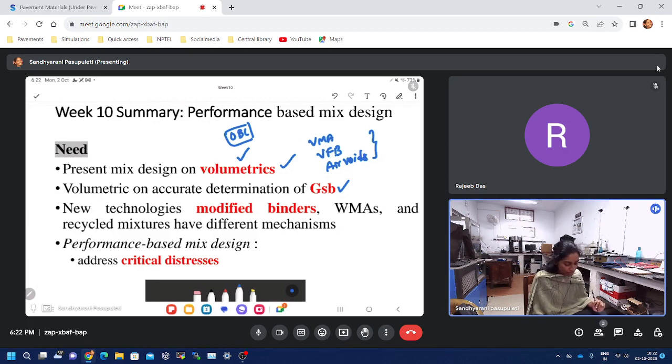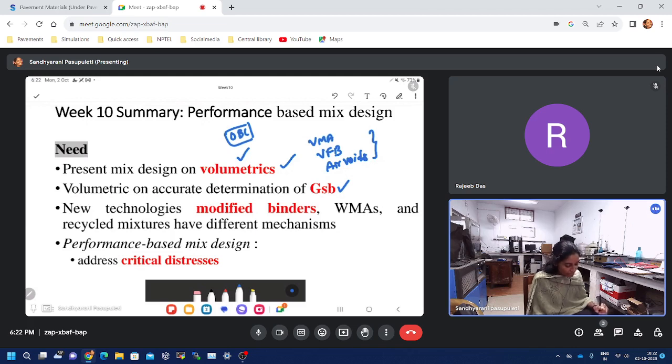In addition to that, recently the existing modified binders and other technologies like warm mix asphalt technology and recycled mixtures have mechanisms of response that cannot be explained by using volumetrics only. Thereby, we need other parameters which can explain the mechanism of newly existing mixtures, so we need to modify the existing mix design process. So performance based mix design is one such process.